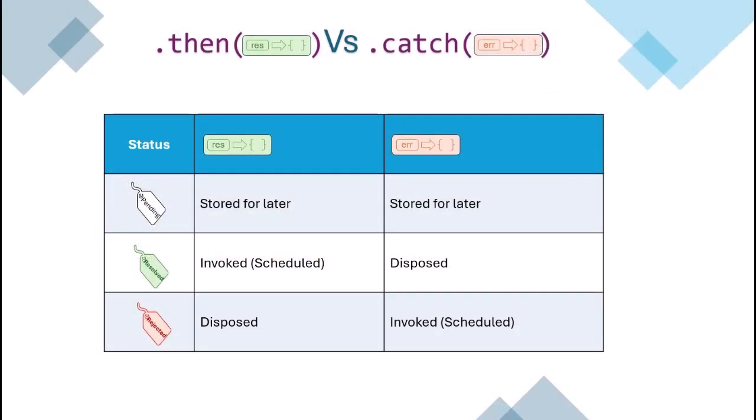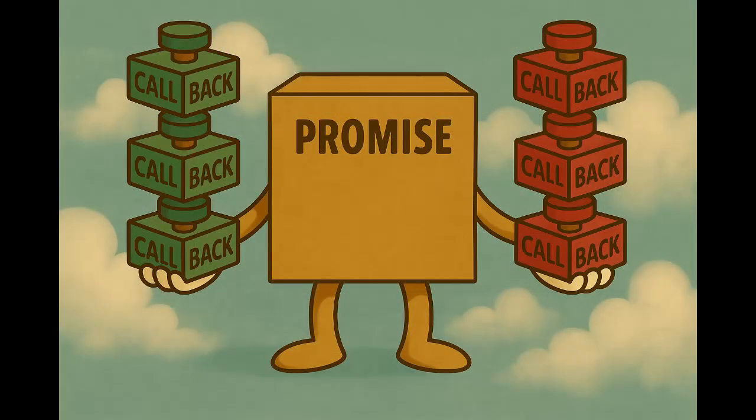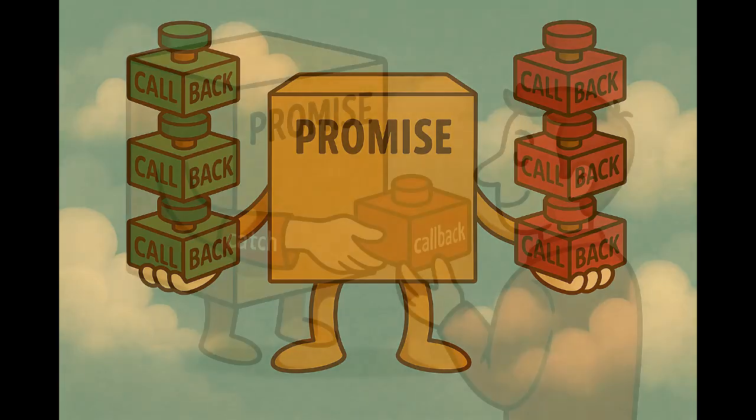If we attach catch callbacks when the promise is still pending, those callbacks will be stored and triggered if an error occurs. If the promise has already resolved successfully, then the catch is simply ignored. And if the promise has already failed by the time we attach the catch callback, then the callback will run immediately. In short, everything we said about the then method also applies to the catch method, just in reverse.